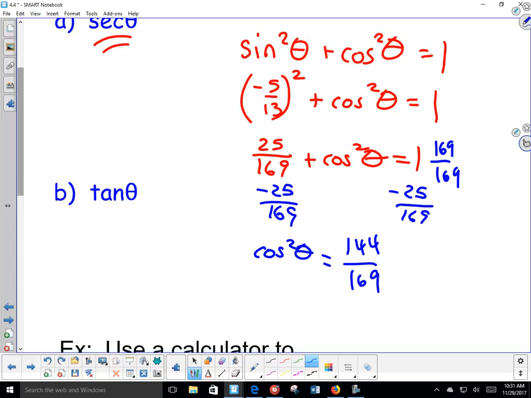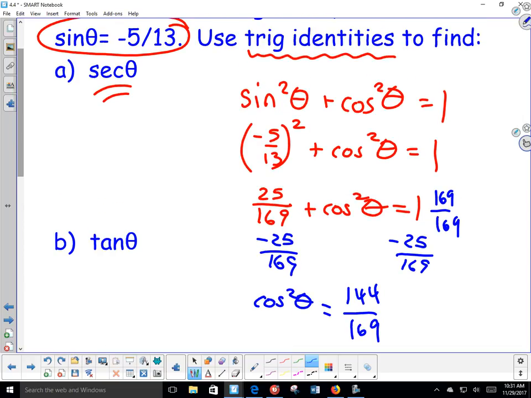Why are we finding cosine? Because we don't have any identity on page 304 that only involves sine and secant. So I would say hint on this one: find cosine theta. Then secant is going to be the reciprocal of cosine, so we'll get our answer.